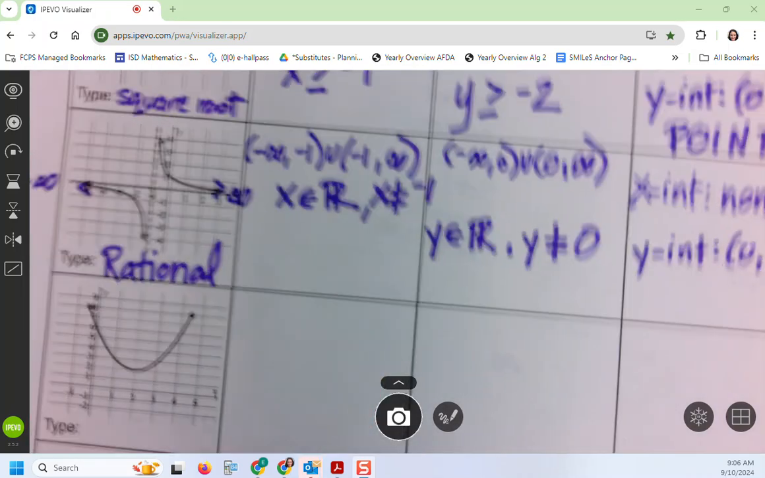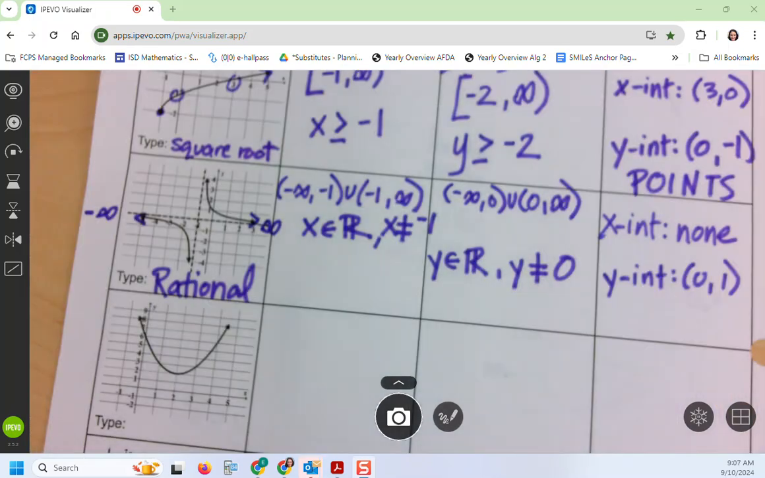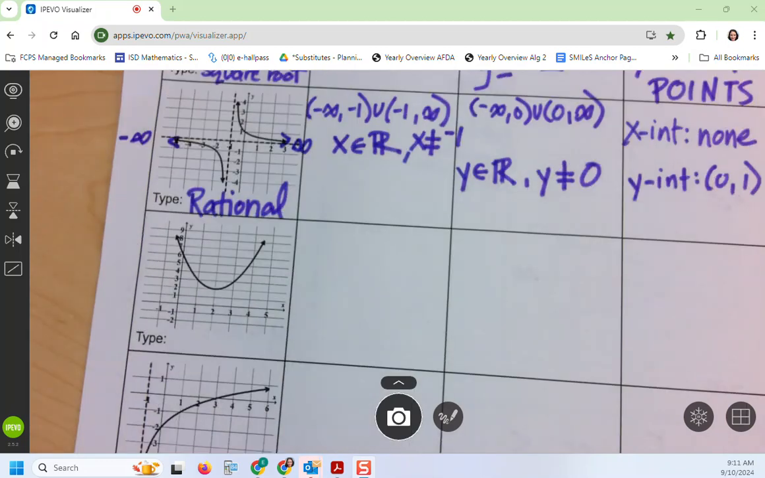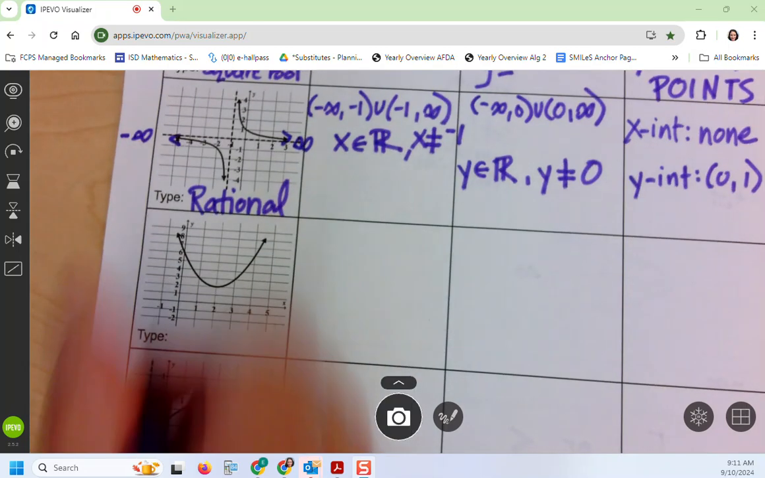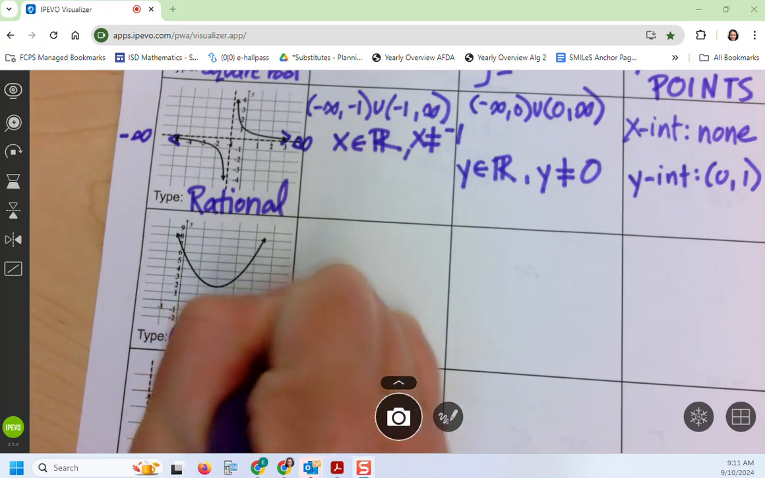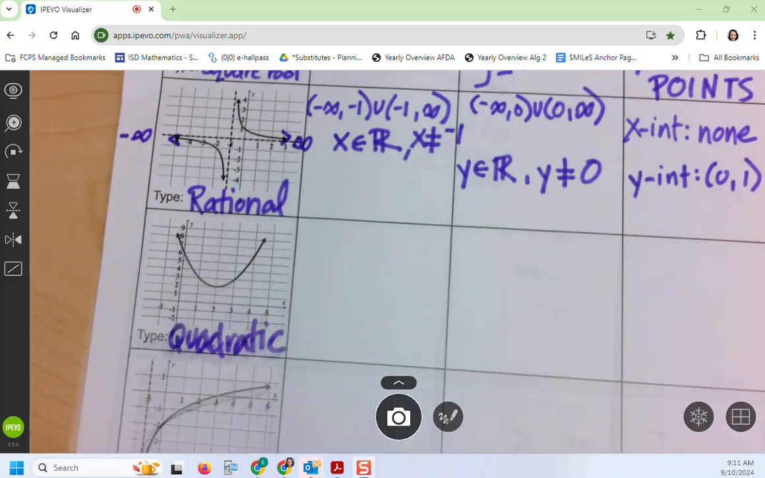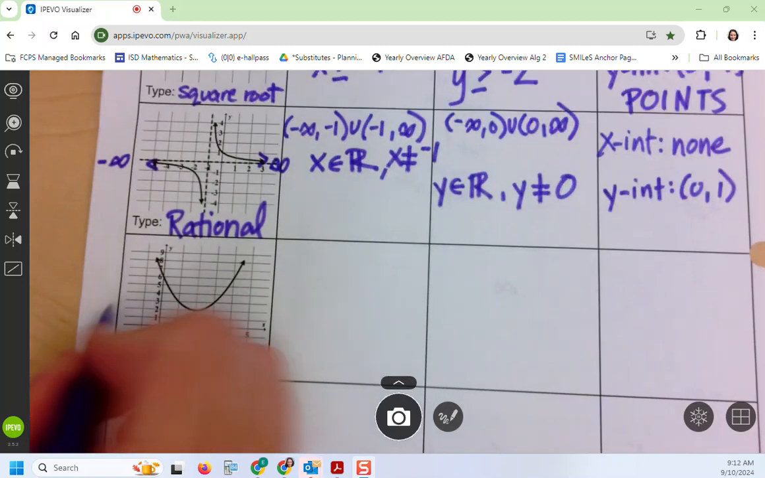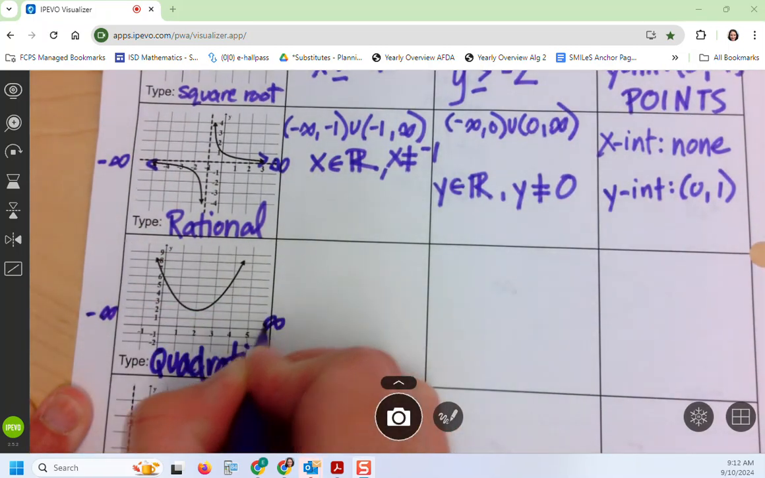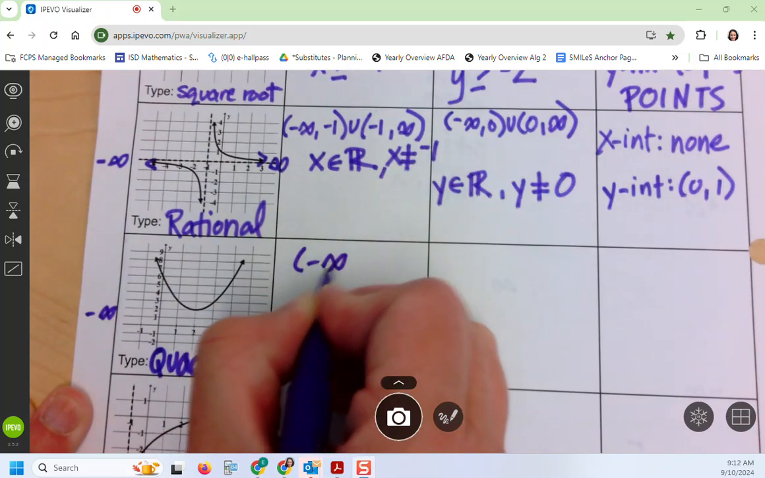All right, guys, first, type. What type is this? It makes a U shape, which is a parabola, and it's called what? Quadratic. Excellent. You should be experts on that by now. All right, quadratic. This arrow goes all the way to the left, which is negative infinity, and this one goes to the right, which is positive infinity. So for your domain, you should have negative infinity to infinity.